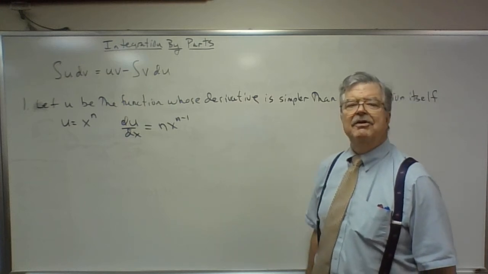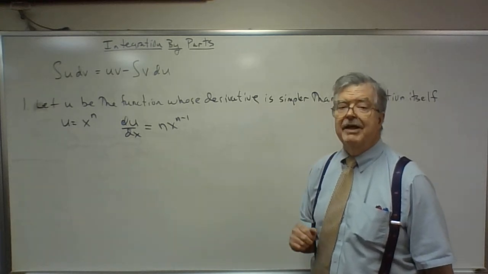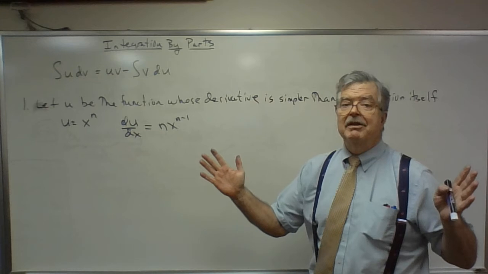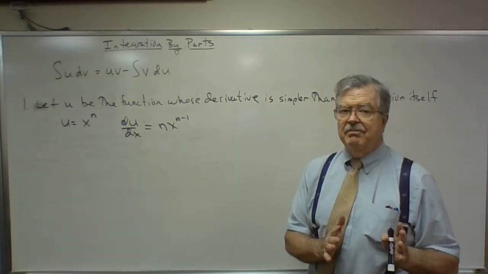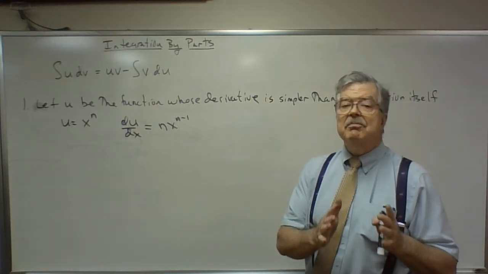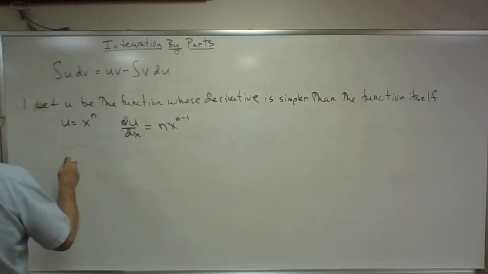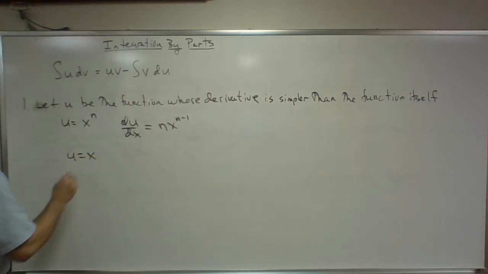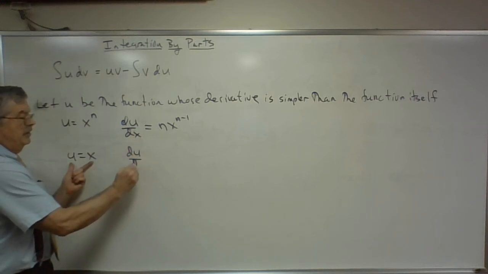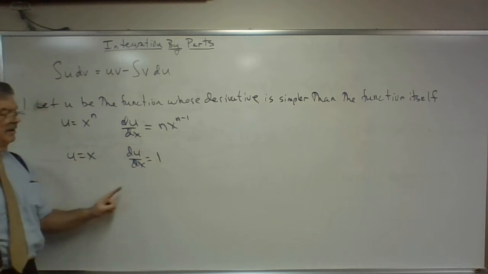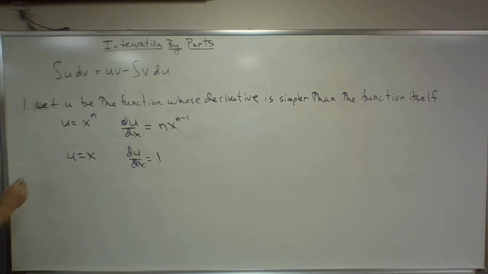We might also consider a polynomial to be a function whose derivative is simpler than itself. A polynomial of degree 3, its derivative is a polynomial of degree 2. We'd consider that to be a simpler function. Here's a classic example. U equals x, du dx equals 1. You can't get any simpler than that. Okay, so that's one rule of thumb.